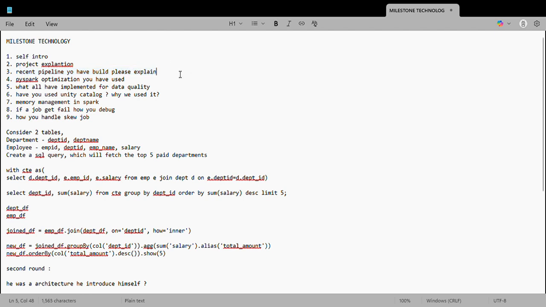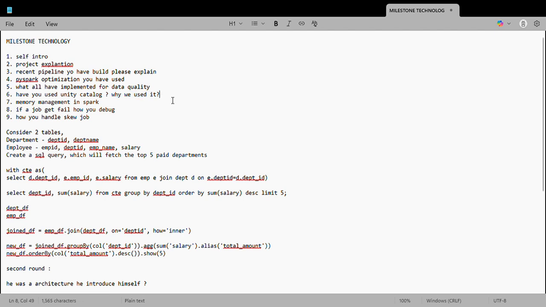I explained the recent pipeline I have built, and then he asked what the PySpark optimization techniques are. I said these are the things we have implemented, and I know a few others. For data quality, he asked what all you have implemented, and I described all the data quality transformations and data quality checks implemented in my current project. Then he asked what is Unity Catalog and why we use it. We have implemented Unity Catalog in my current project, so I explained what it is, why, and where it is being used.